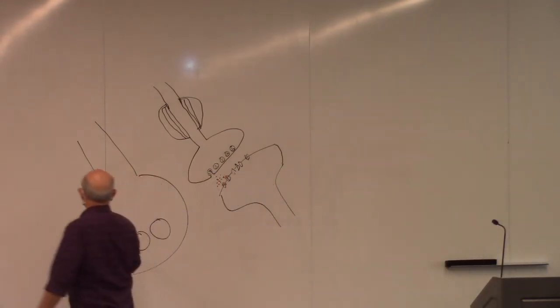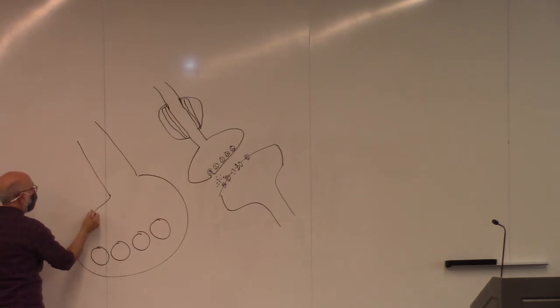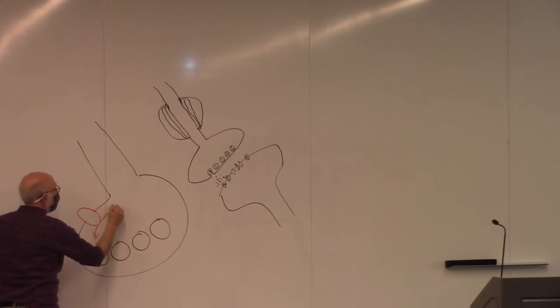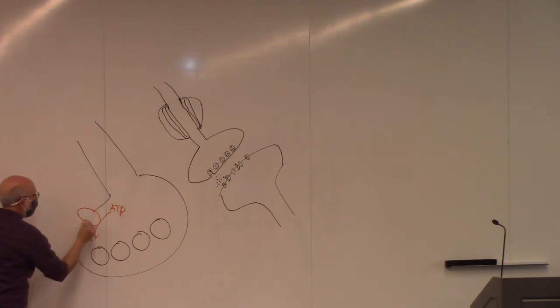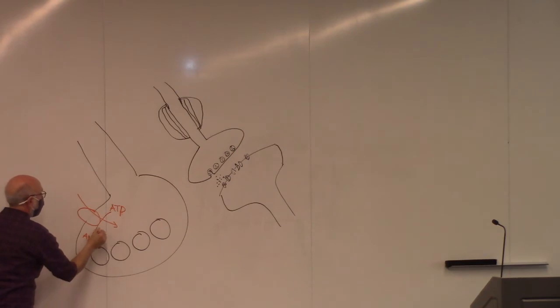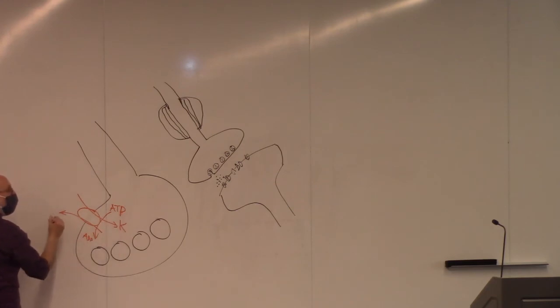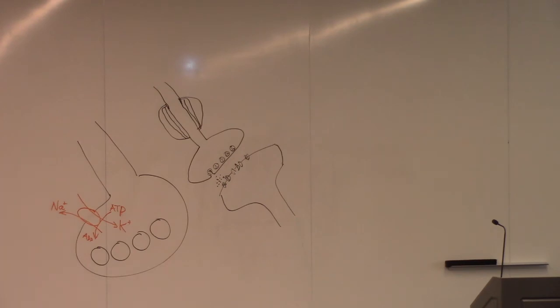Tell me what protein, as soon as you know, what protein am I cartooning? What's the name of that protein? Abby? Sodium potassium ATPase. That's the sodium pump. Building the sodium gradient in the presynaptic terminal.